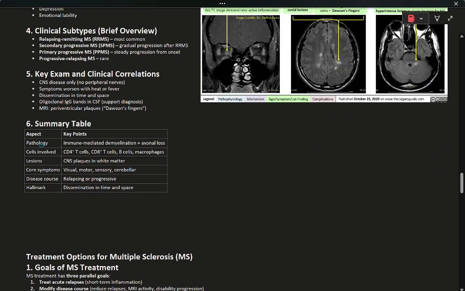So in summary, the pathology of multiple sclerosis involves immune-mediated demyelination plus axonal loss. The cells involved include the CD4 plus T cells, the CD8 plus T cells, the B cells, and the macrophages. The lesions involved include the central nervous system plaques and the white matter of the brain or spine, and the core symptoms involve visual, motor, sensory, or cerebellar symptoms.